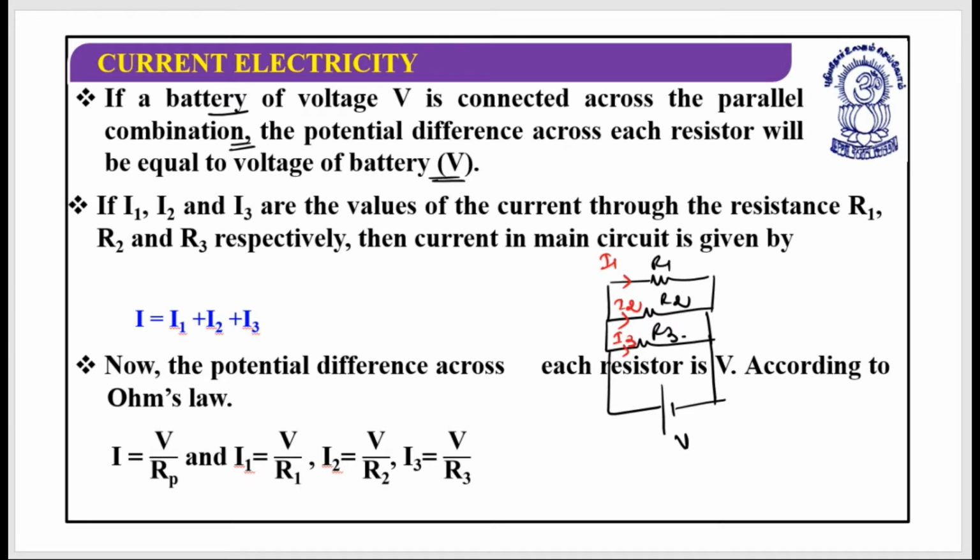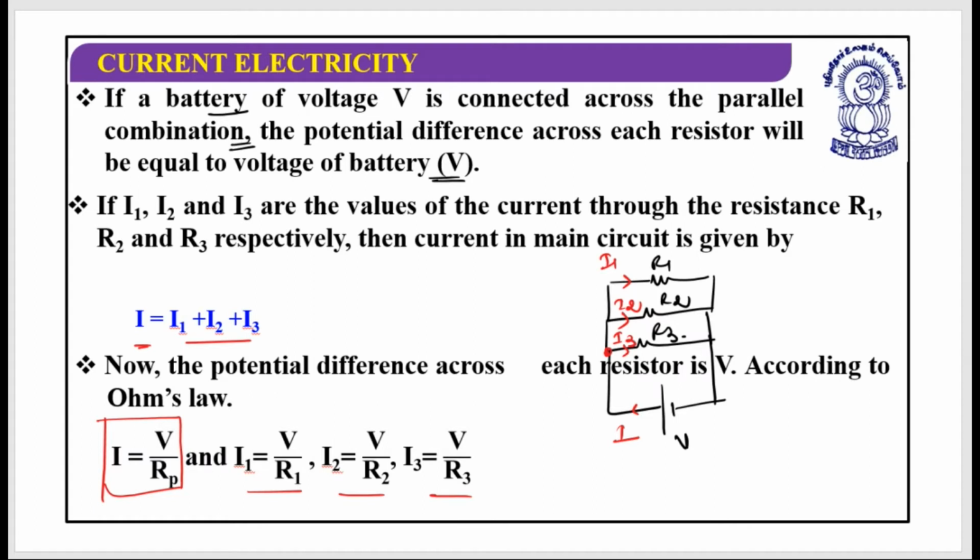Then the total current I would be passing through here, and from this point it is going to divide into the respective branches, so I can write I is equal to I1 plus I2 plus I3. And we know that in a parallel connection the potential difference across each resistance remains the same. So I can write I is equal to V divided by Rp, where Rp is the equivalent resistance. I1 is equal to V by R1, I2 is equal to V by R2, and I3 is equal to V by R3.